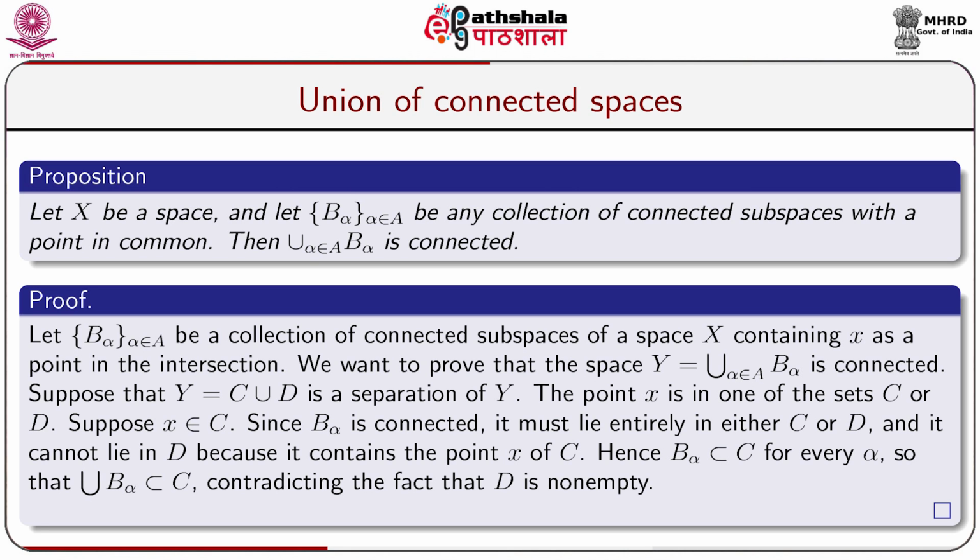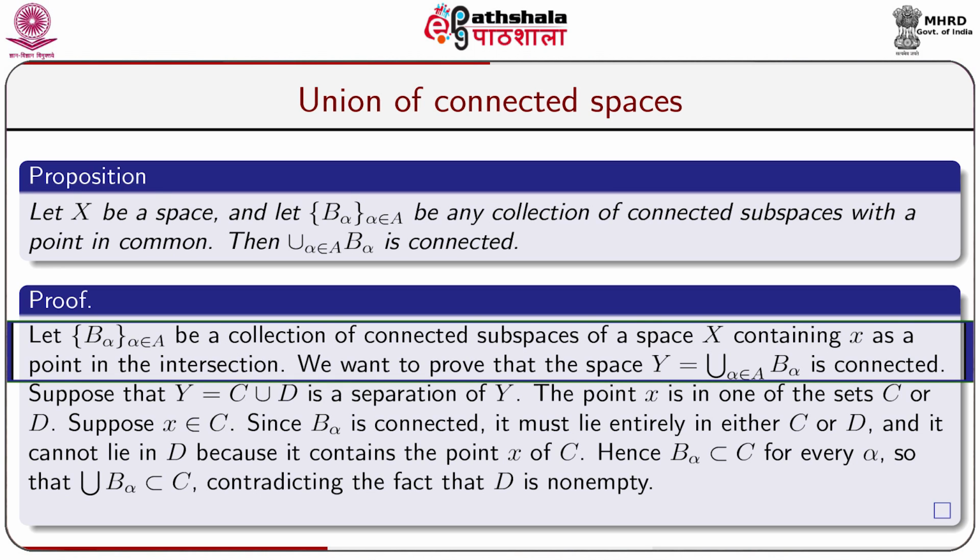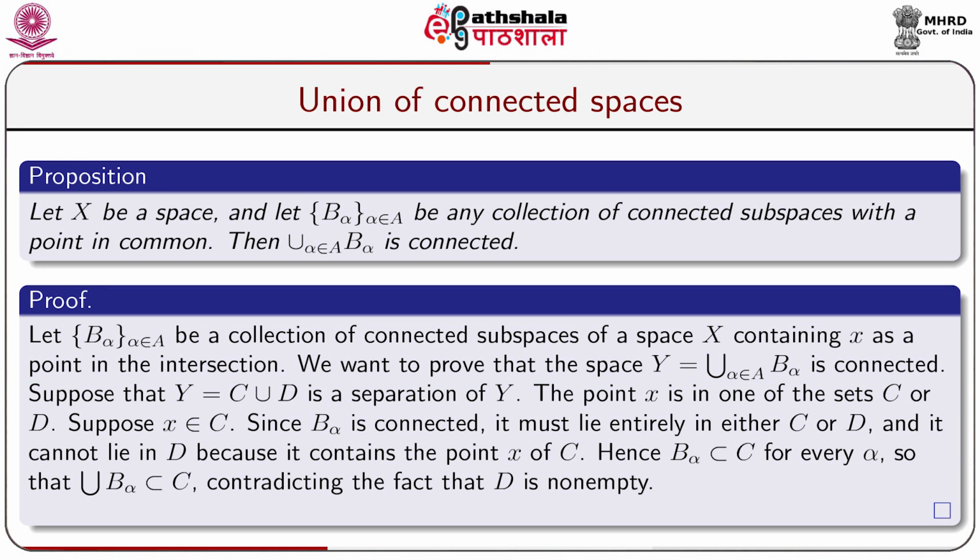Proof: let B alpha be a collection of connected subspaces of a space X, and let the singleton set {P} be contained in the intersection of B alpha, alpha belongs to A, where A is the index set. Now we shall prove that the union of B alpha, alpha belongs to A, is connected. To prove that it is connected, we have to prove that it has no disconnection. So, if possible, there exists a disconnection.